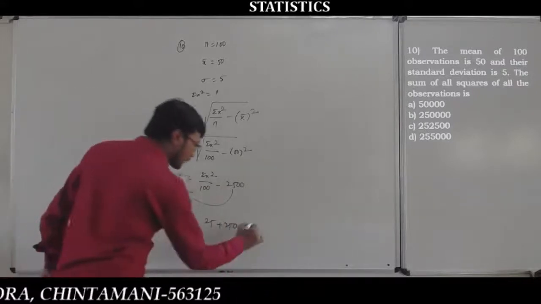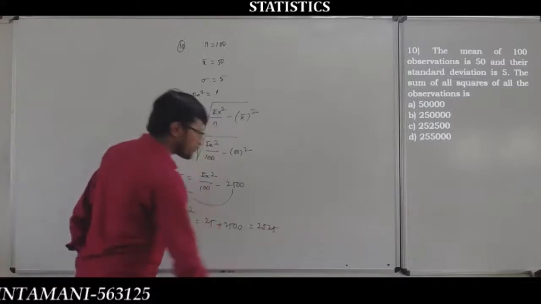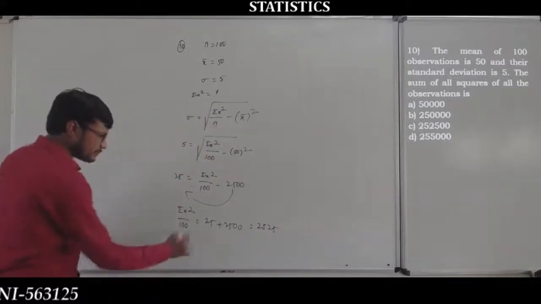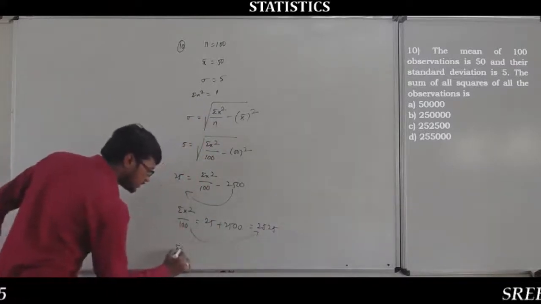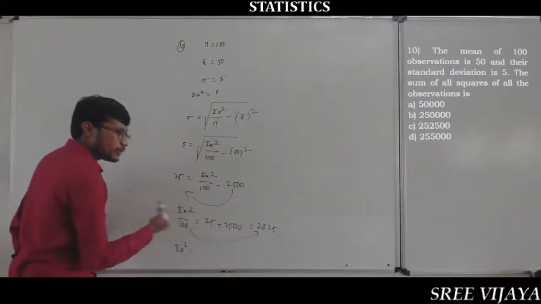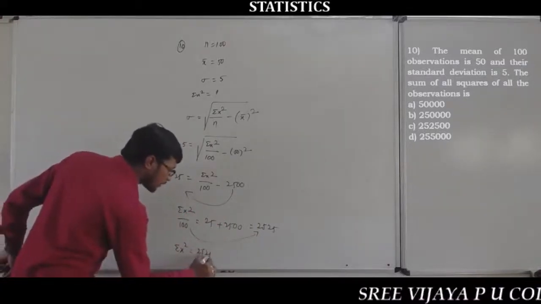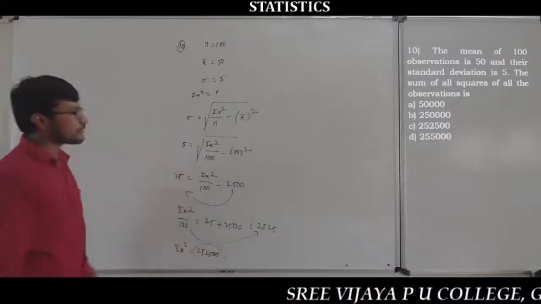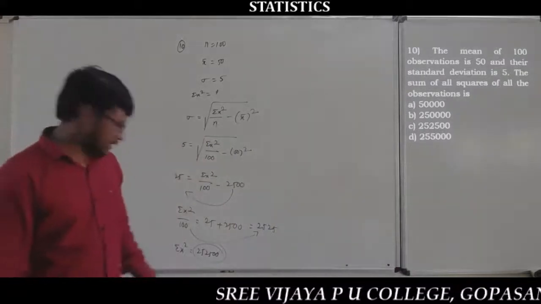25 plus 2500 will get 2525. Adding these two and setting this 100 to the right, summation of x square is equal to 2525 times 100, which is 252500. This is the final answer, option C.